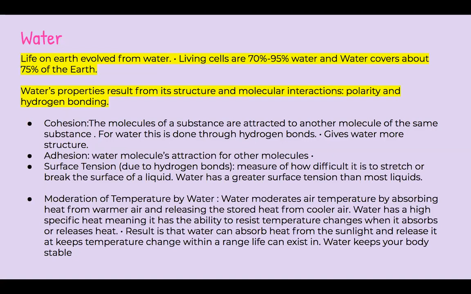So water is very important when discussing biochemistry because life on Earth essentially revolves around water. Living cells are 70% to 95% water, and water covers about 75% of the Earth. Water's properties result from its structure and molecular interactions, so its polarity and hydrogen bonding.